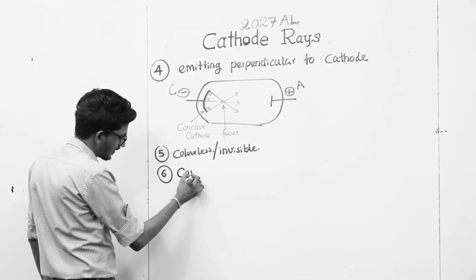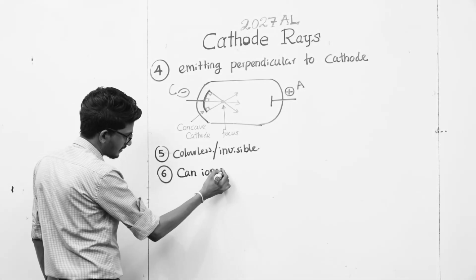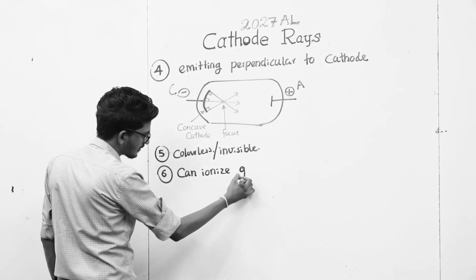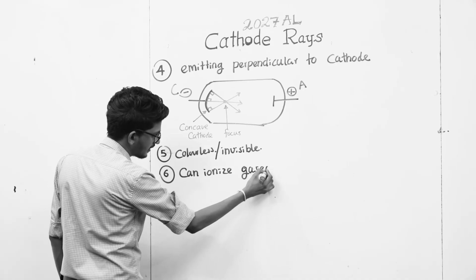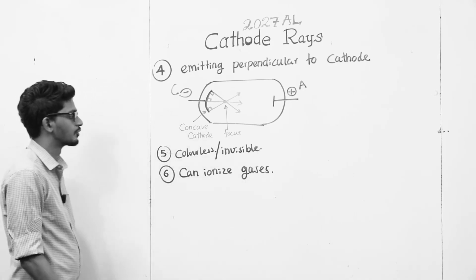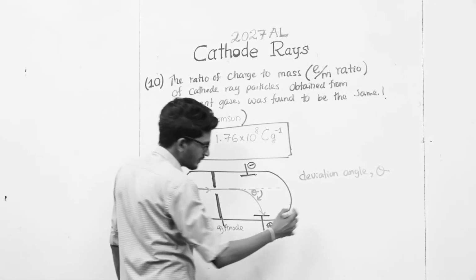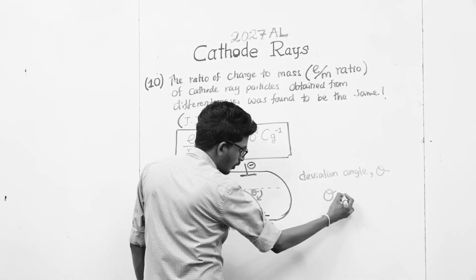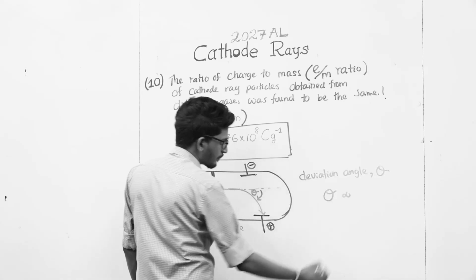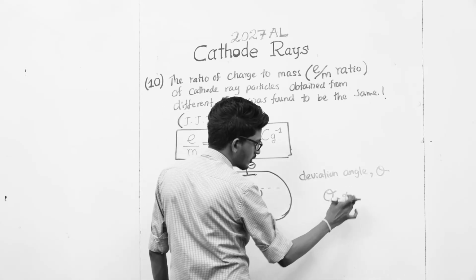Cathode rays can ionize gases. These are some properties of cathode rays. This deviation angle theta is actually proportional to the charge over mass ratio.